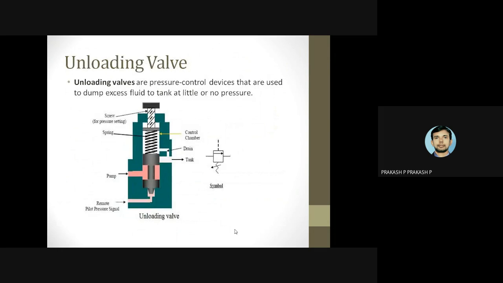Next one is the unloading valve. The unloading valve is a pressure controlled device that is used to dump the excess fluid to the tank whenever there is little or no pressure. So this is the main purpose of the unloading valve.